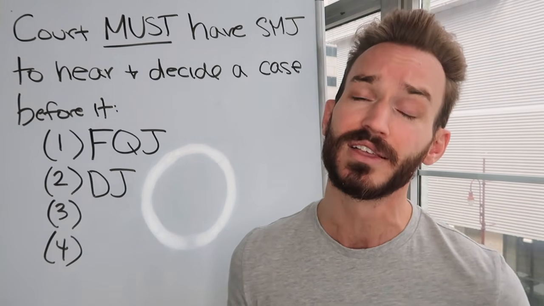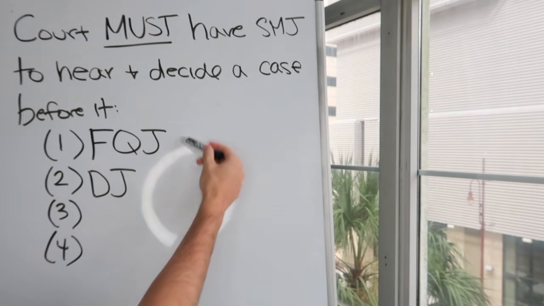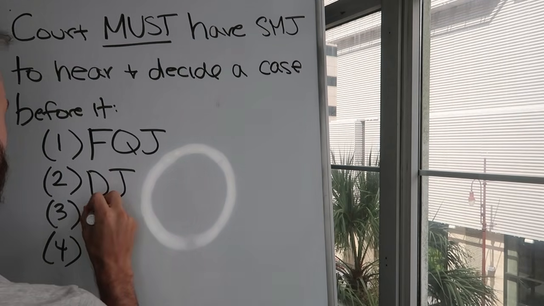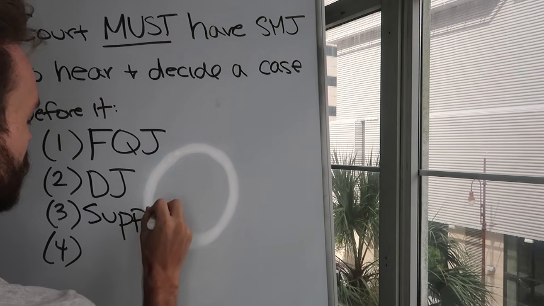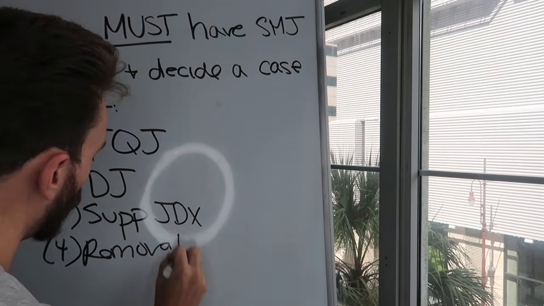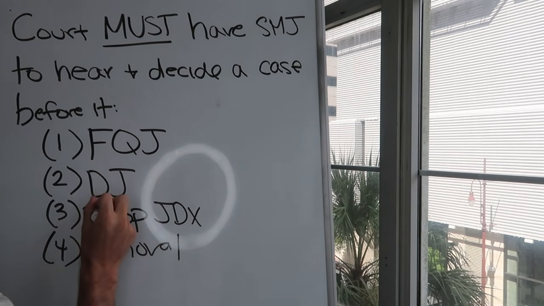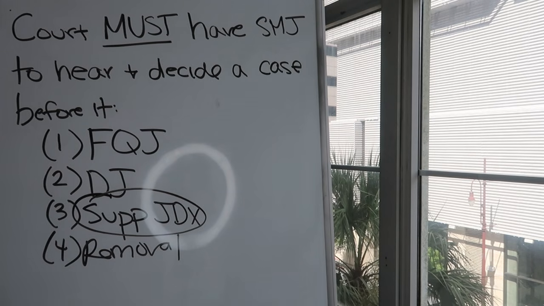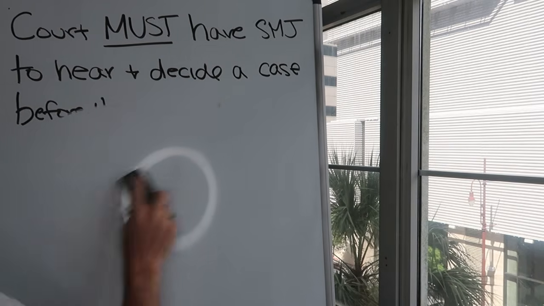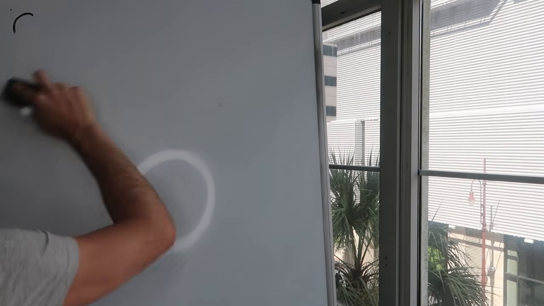Also, remember, I like to say there's 4 ways a federal court can obtain subject matter jurisdiction. Number 1 and 2 are federal question jurisdiction and diversity jurisdiction. Number 3, which is the subject of today's video, is supplemental jurisdiction, and number 4 is removal. Now, we'll come back to removal at another time, in a different video. For now, let's just focus on supplemental jurisdiction. So how does a federal court obtain subject matter jurisdiction under supplemental jurisdiction?